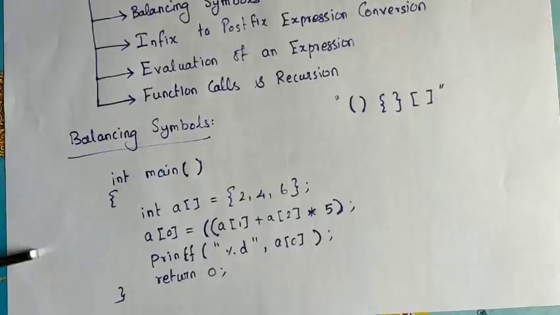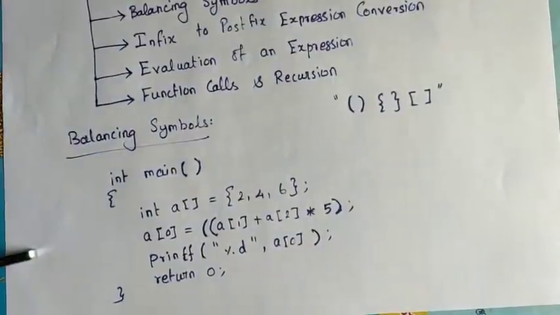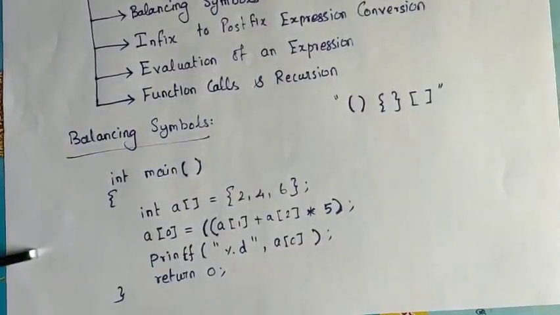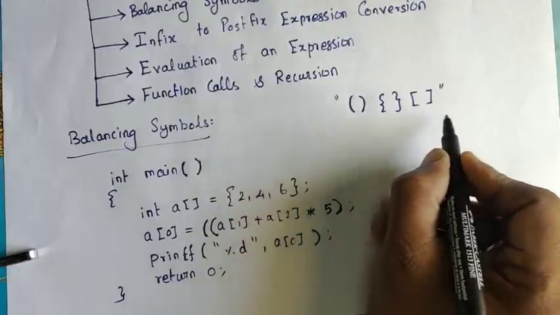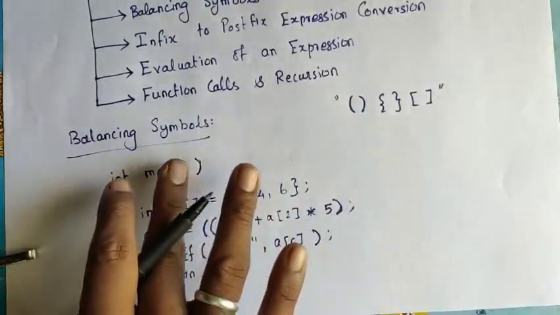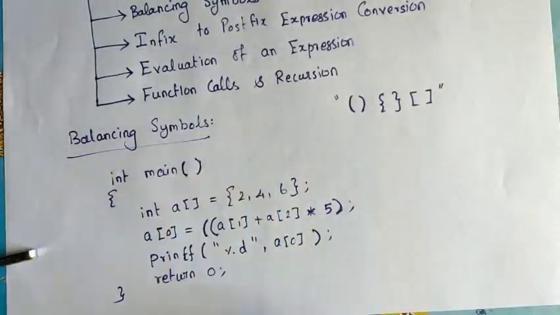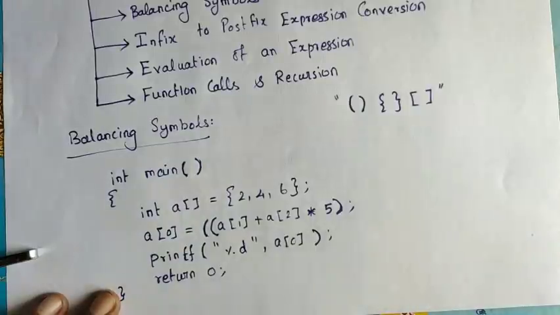So one particular syntax check in that compiler is balancing the symbols, balancing the brackets. In identifying whether the brackets are balanced or not, what algorithm is the compiler going to use? In that algorithm, how the stack is used, that is what we are going to check. Here, since our compiler task is only balancing the brackets, first it will take all the brackets by ignoring all other characters from the program. It means that int, main, everything will be ignored.